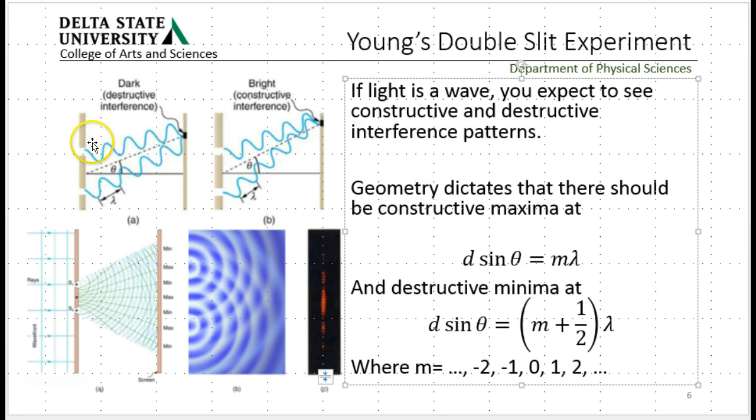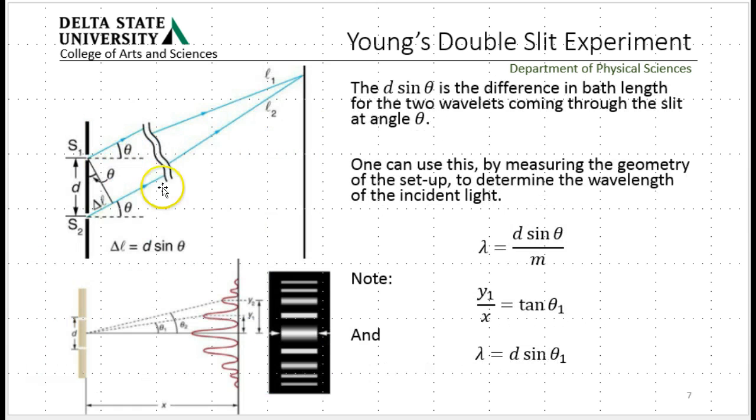And why is that? Well, if we look in detail at what's going on right here, d sine theta is this little piece right there. That's d sine theta. And basically, when the shift between light coming from here and light coming from here is an integral number of wavelengths, then it's going to add constructively. And when the shift between them is half a wavelength, it's going to add destructively. It's exactly what we expect to happen with waves.